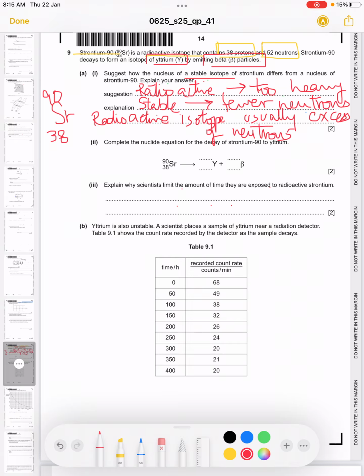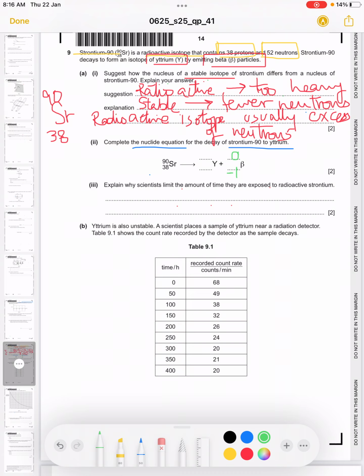Okay, now let's read the next question: complete the nuclide equation of the decay of strontium 90 to yttrium. So how will we know the yttrium atomic mass or atomic number? First we'll write the beta particle, then we will move to the yttrium. In case of beta, we know that the beta's atomic number is -1. It's a negative radiation with the mass 0.